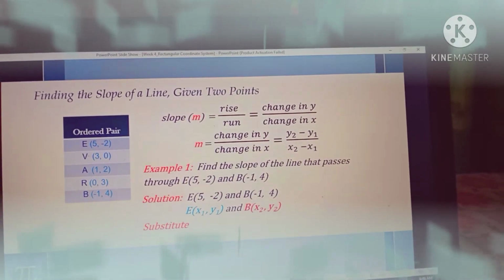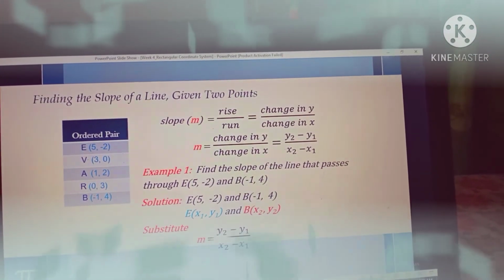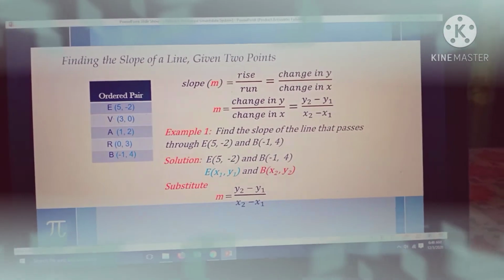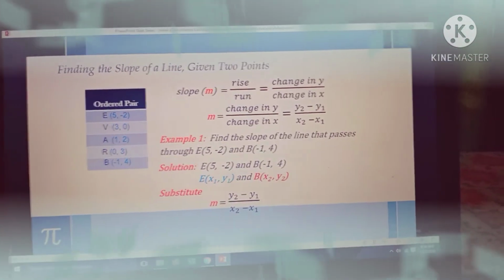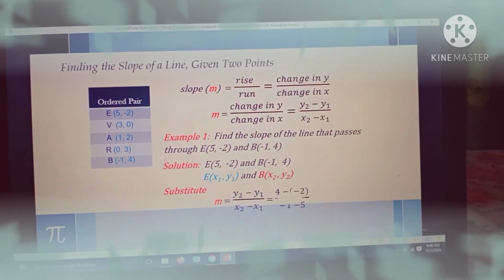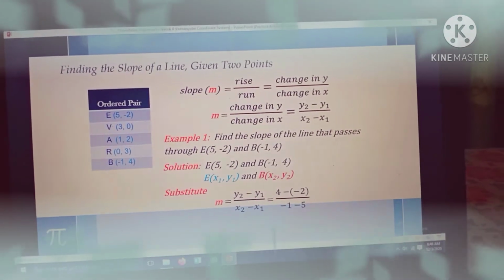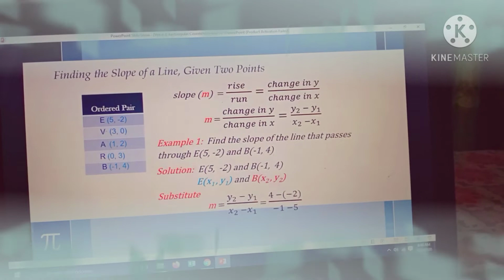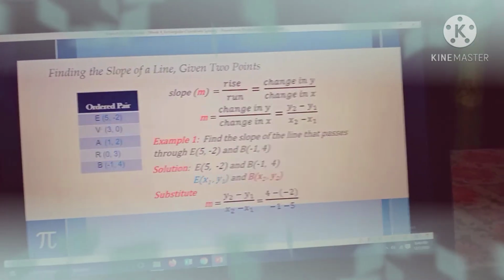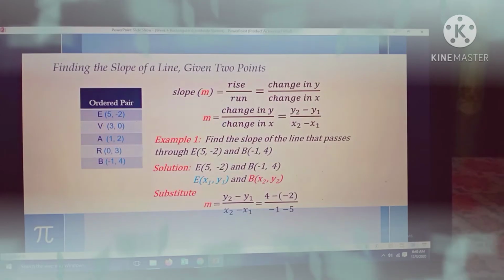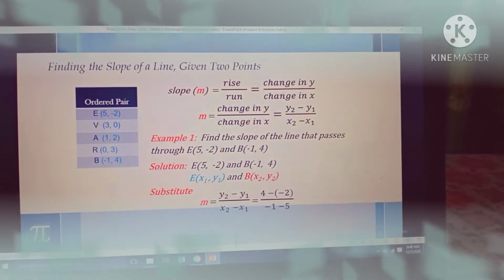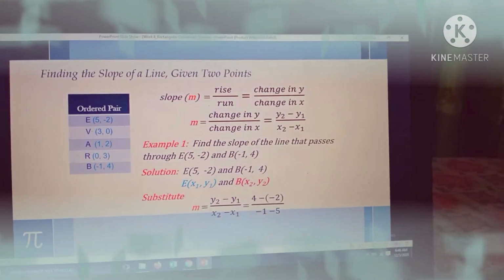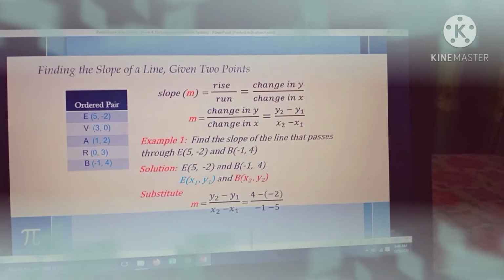So, we substitute to the given equation y sub 2 minus y sub 1 over x sub 2 minus x sub 1. So y sub 2 is 4, that is from point B, minus negative 2, which is the y sub 1 of point E, over negative 1, which is the x sub 2 of point B, minus 5, the x sub 1 of point E.